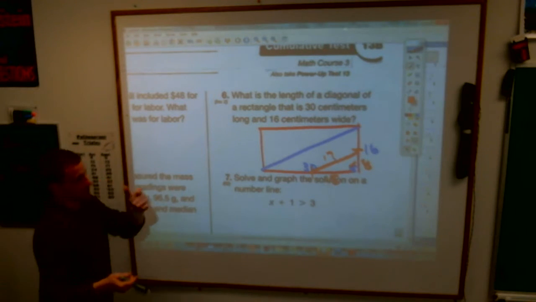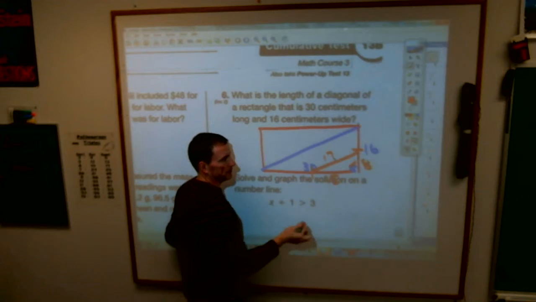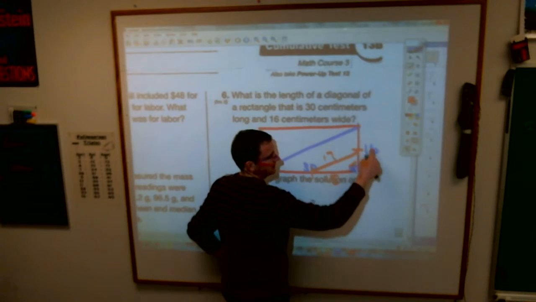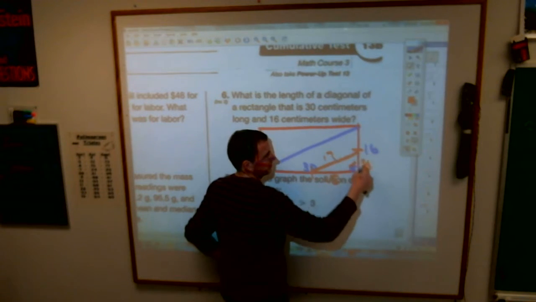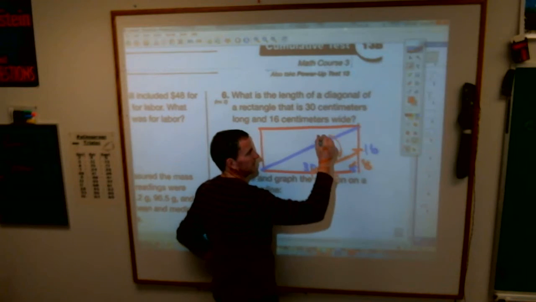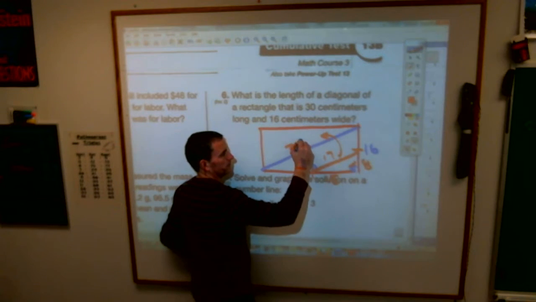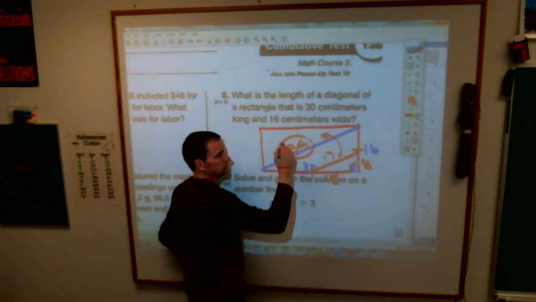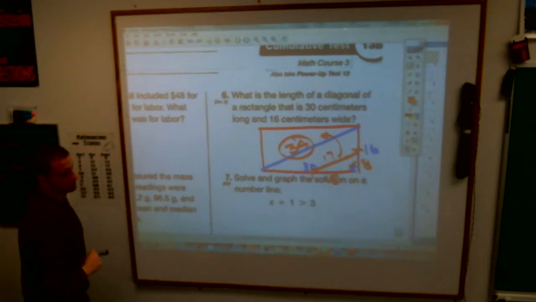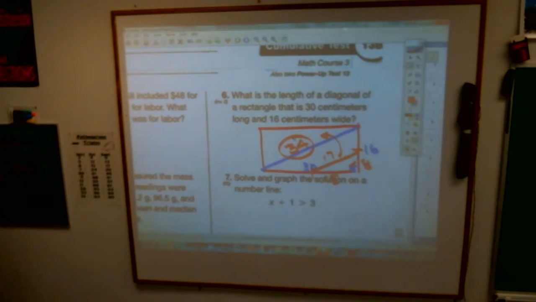That's the small reduced form. To get the answer to the big one, you have to do the opposite of what you did to get to the small one. I divided this by 2. So to get to the big one, I got to multiply by 2. So 17 times 2 would be 34. 34 centimeters.